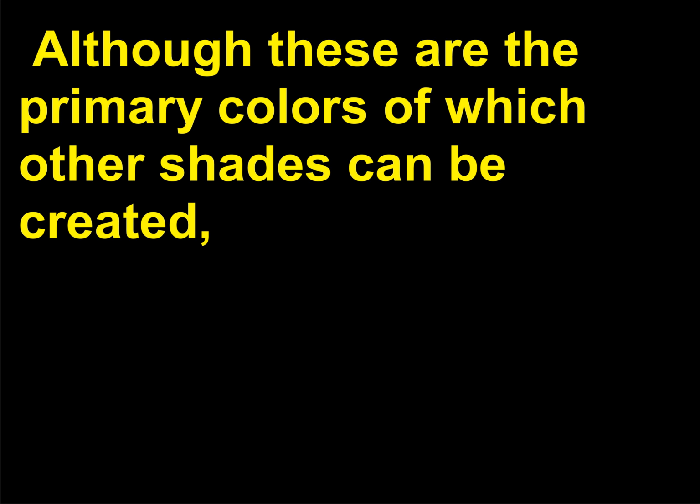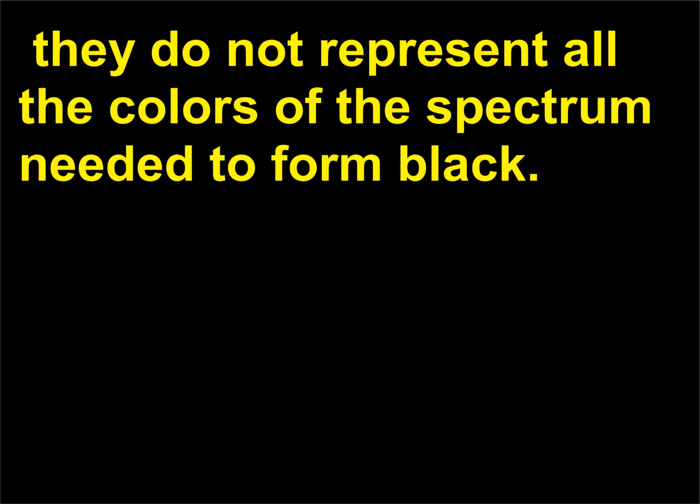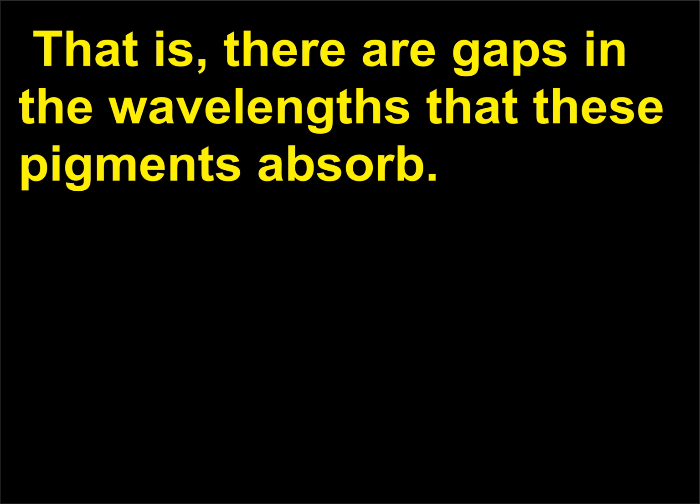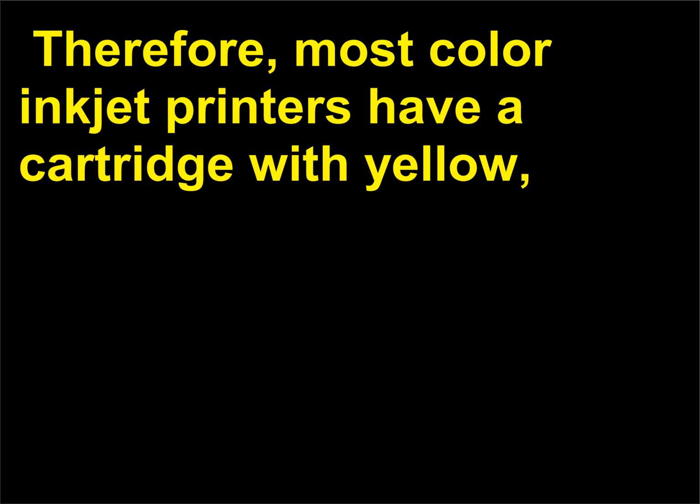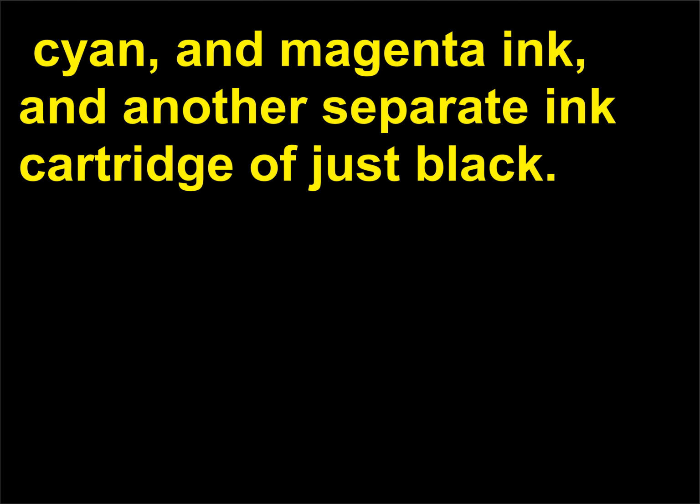Although these are the primary colors of which other shades can be created, they do not represent all the colors of the spectrum needed to form black. That is, there are gaps in the wavelengths that these pigments absorb. Therefore, most color inkjet printers have a cartridge with yellow, cyan, and magenta ink, and another separate ink cartridge of just black.